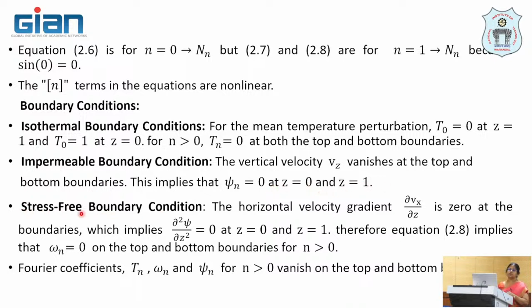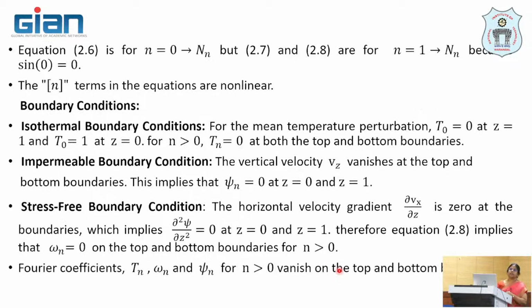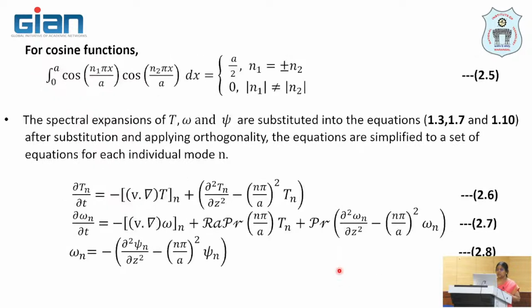The next one is the stress-free boundary conditions. This also I have already shown, and we are writing it in terms of these spectral expansions. Now the Fourier coefficients Tn, omega n, psi n for n greater than 0 vanish at the top and bottom boundaries. Then you are going to write the equations in terms of the Fourier expansions. That is like this.